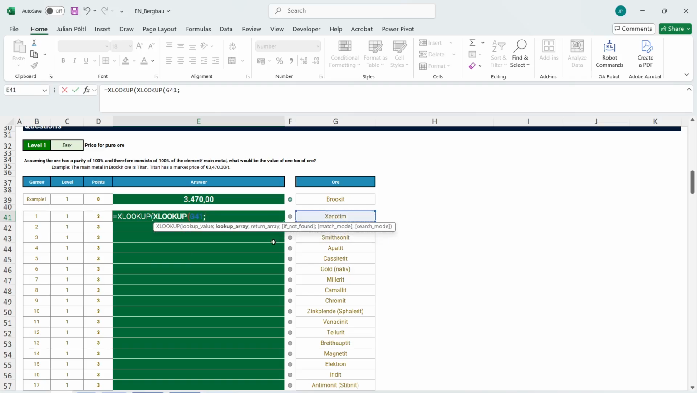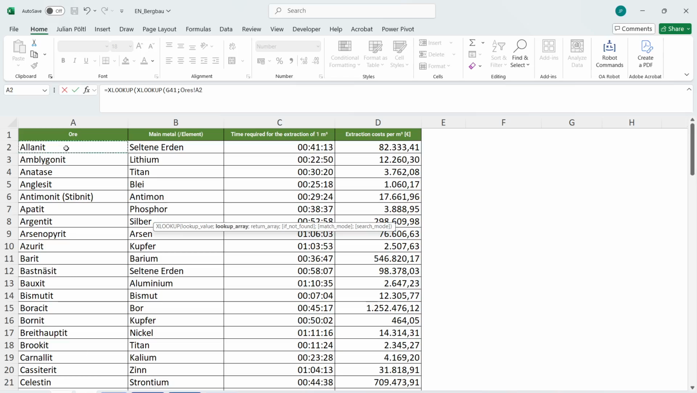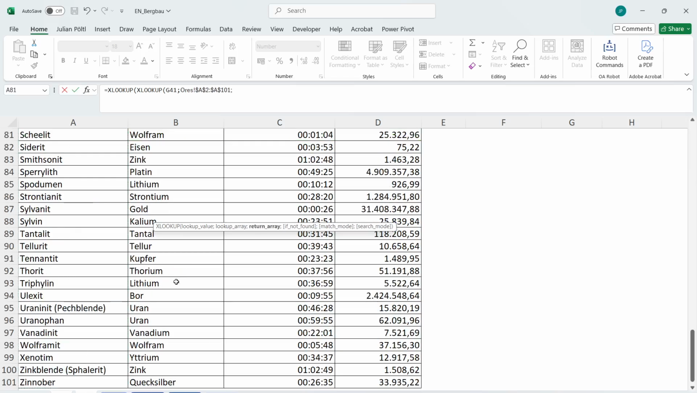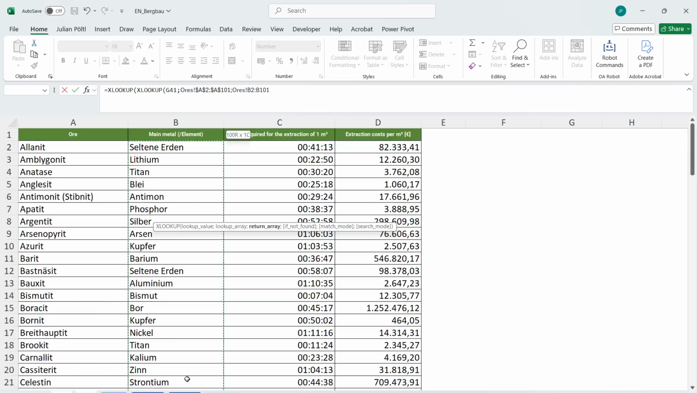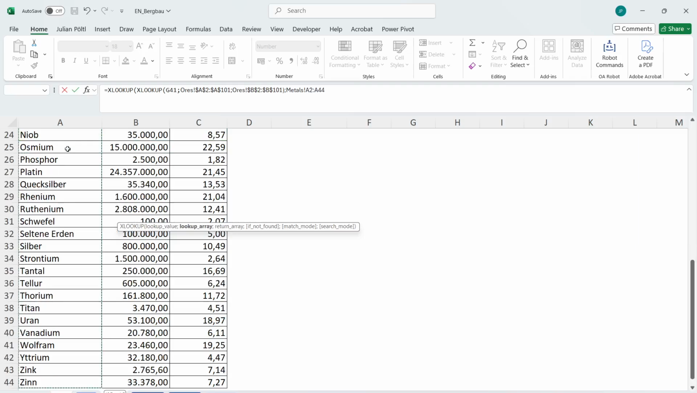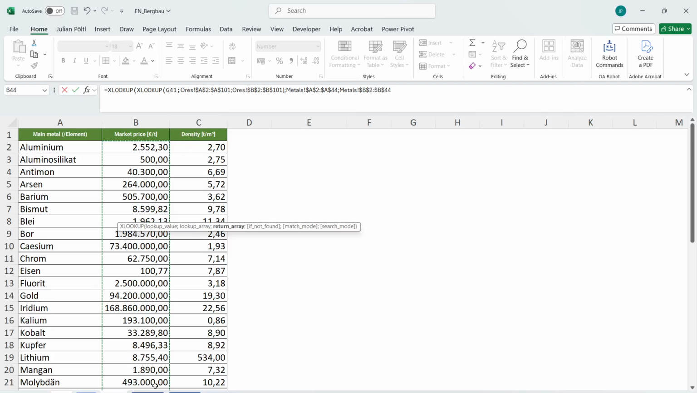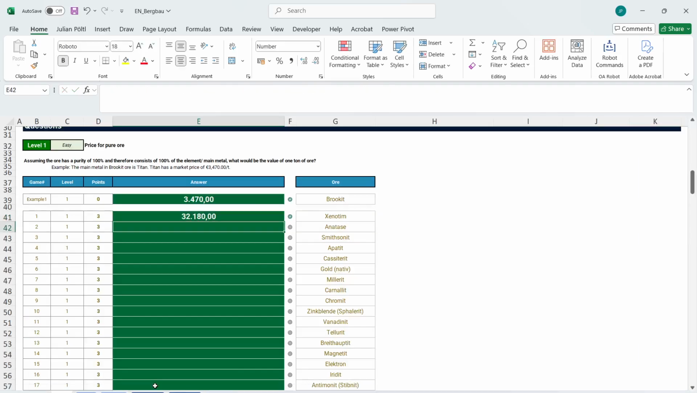So first we want to see what is the main metal in the certain ore, and then we want to return the market price of the certain main metal. Nothing too special.